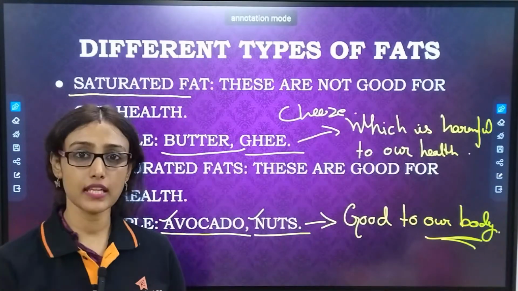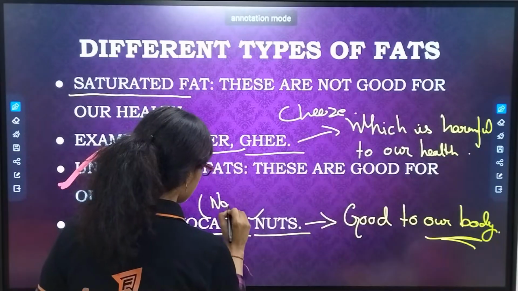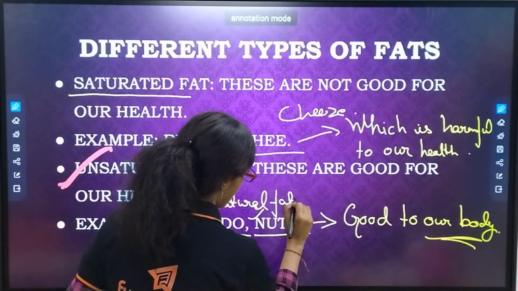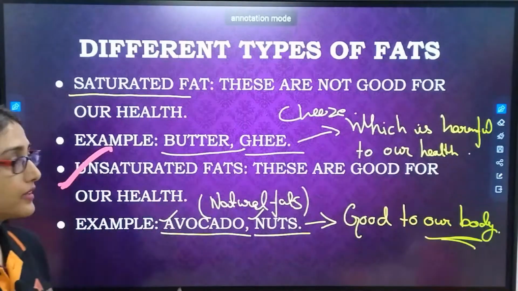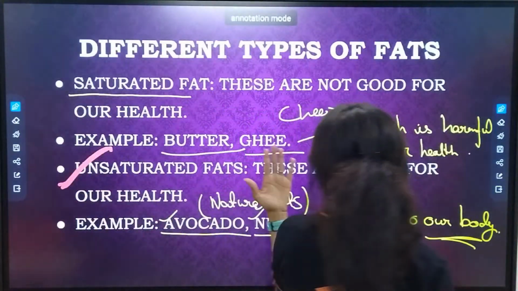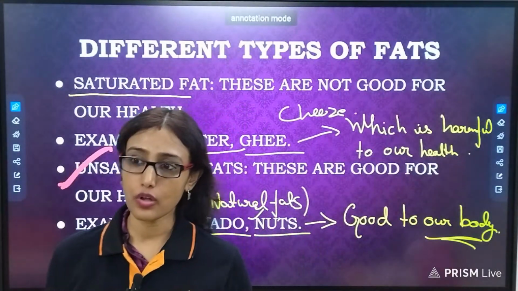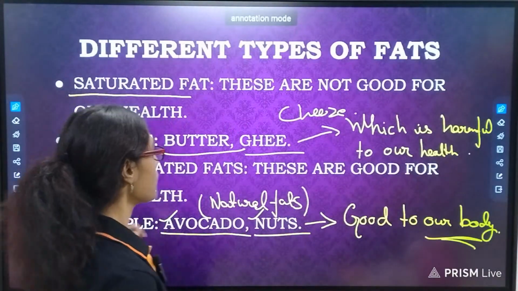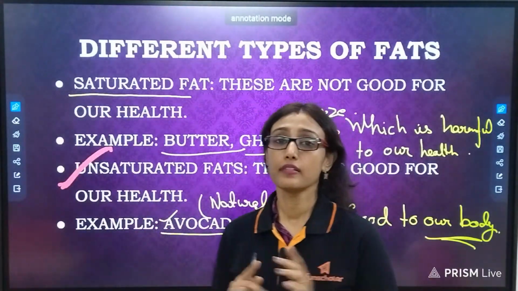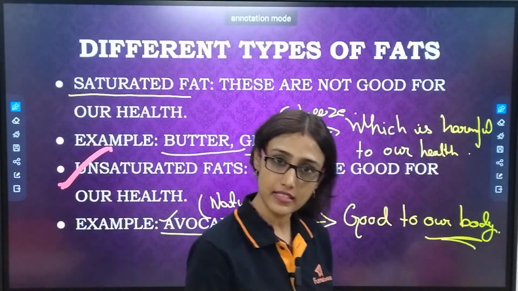Okay? Those things that are made in nature, natural fats, are good for our health. But artificial fats that has been processed from something to something, that is not good for our health. So always remember, you must consume fat. Fat is necessary. Fat provides us energy, but we have to consume it in a lesser amount.